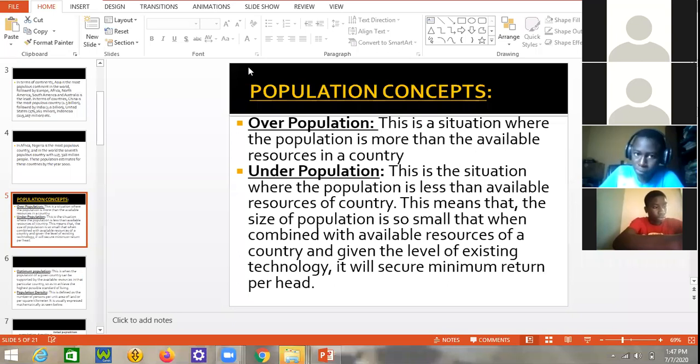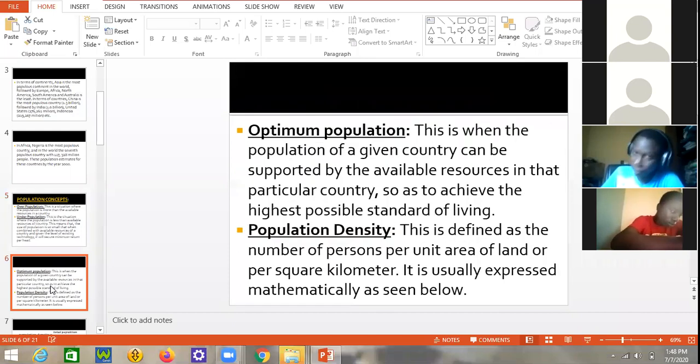Are you getting it now? A very good example is a country like Canada. Canada is a country that has very large resources, but the population of that country is small. That is why the resources of that country are able to go around everyone. So when the resources are able to cater for everyone, and you still have more, that is underpopulation. So the population is less than the available resources. That is underpopulation. Any question?